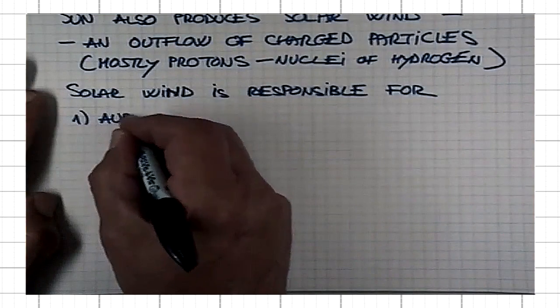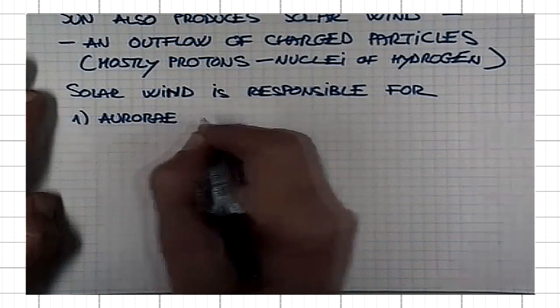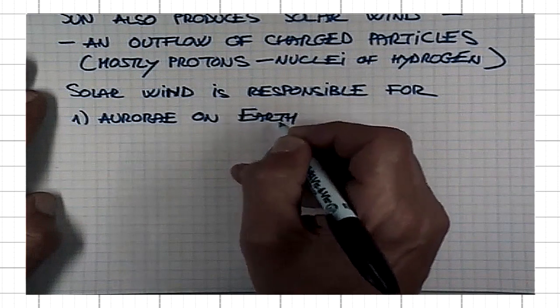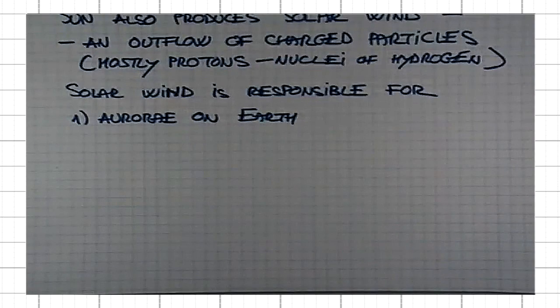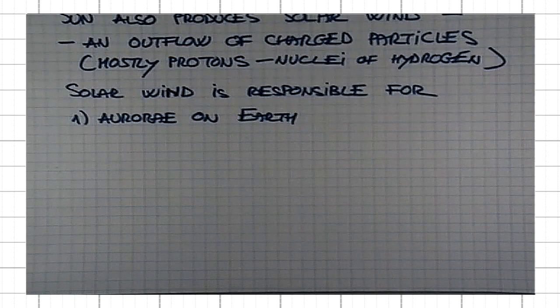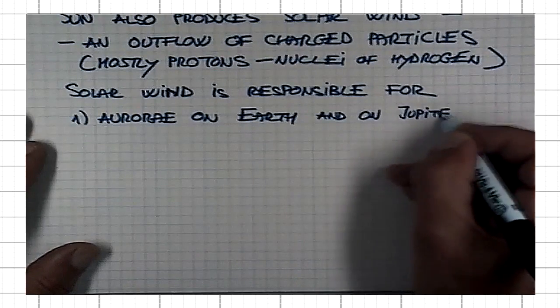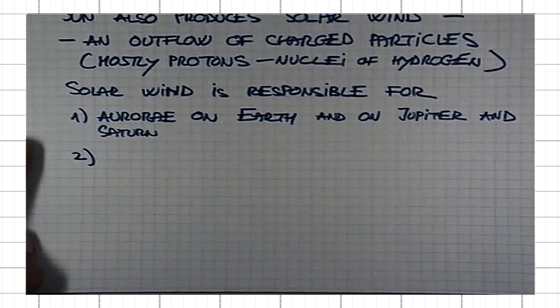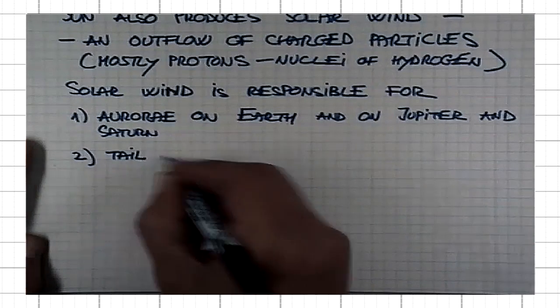And this solar wind is responsible for Aurorae on Earth, and one can actually see these Aurorae also on distant planets Jupiter and Saturn, which tells us that the solar wind extends at least that far, to the orbit of Jupiter and Saturn. And the second effect is that tail of a comet pointing away from the sun.